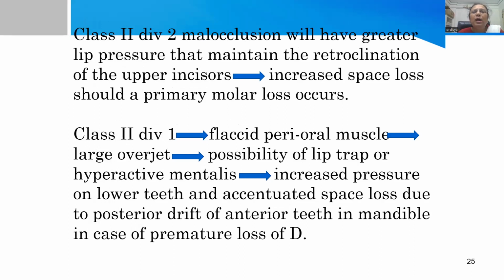So class 2 division 1 malocclusion will have a greater lip pressure that maintains the retroclination of the upper incisors. So there will be increased space loss should a primary molar loss occur. Okay, space loss will be faster from the anterior side, that is from the mesial side. Class 2 division 1: flaccid perioral muscle, large overjet, possibility of lip trap or hyperactive mentalis, increased pressure on the lower teeth and accentuated space loss due to the posterior drift of the anterior teeth in the mandible in case of premature loss of the D.